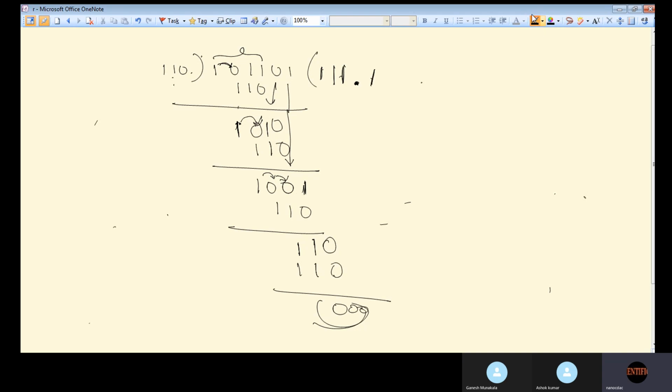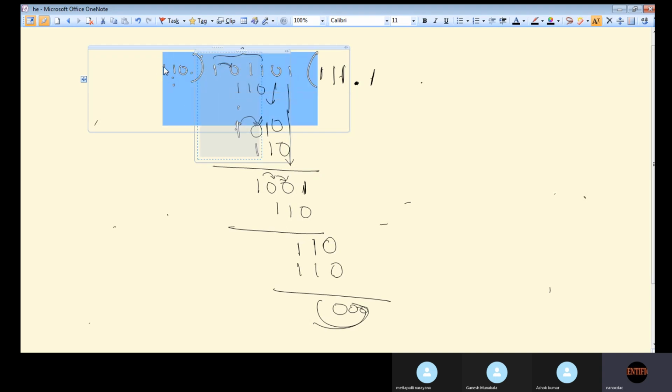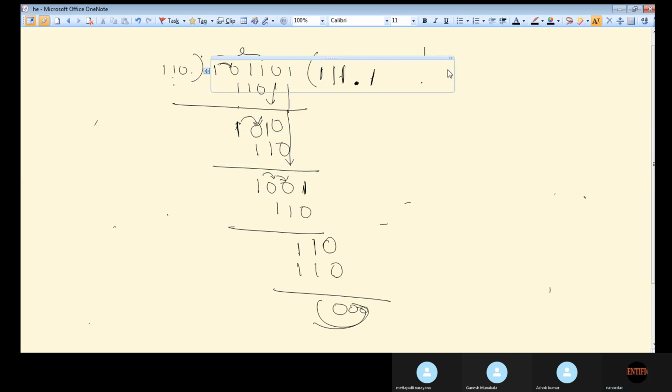Nothing else is there. You have to compare the value. Suppose you have taken 3 bits, you have to compare with these 3 bits. Ensure that if this number is more than the first 3 bits, you take one more bit, 4 bits. You take 4 bits and perform the division normally. Do you understand?